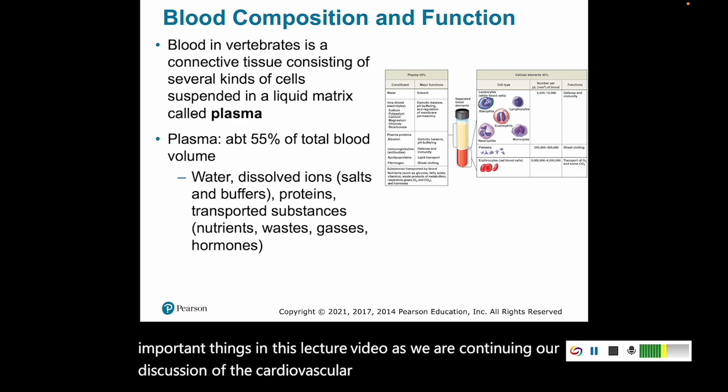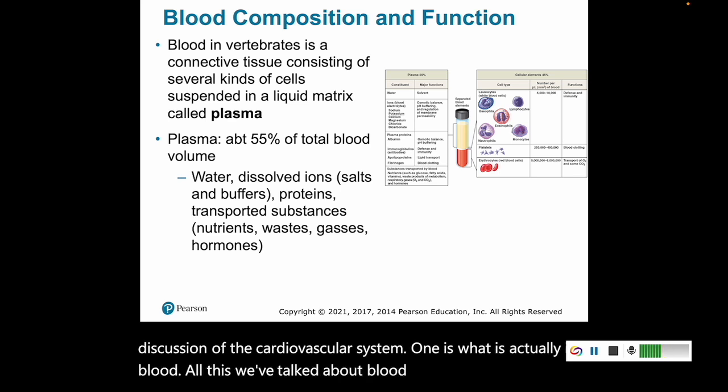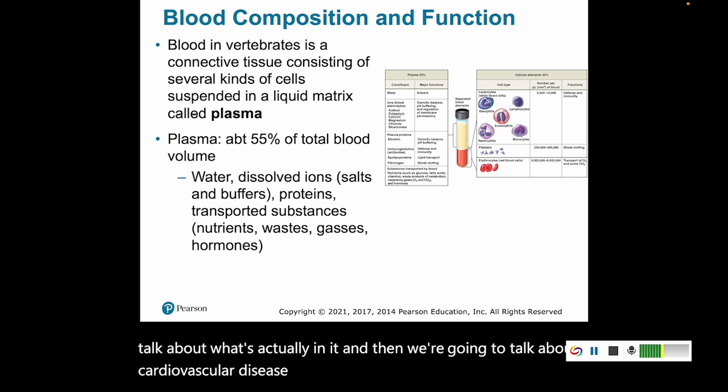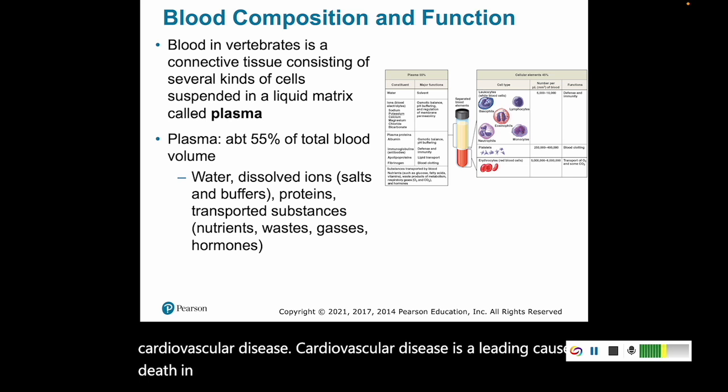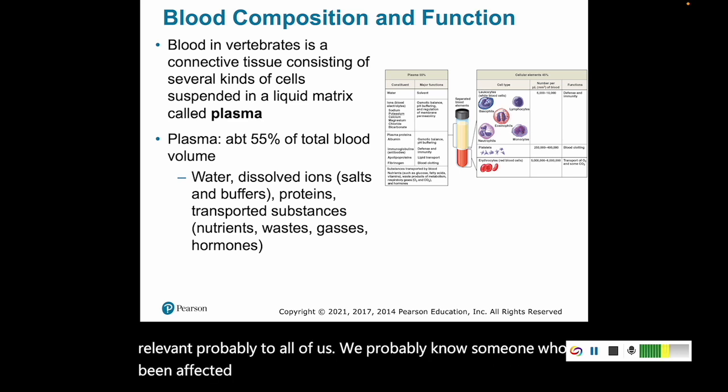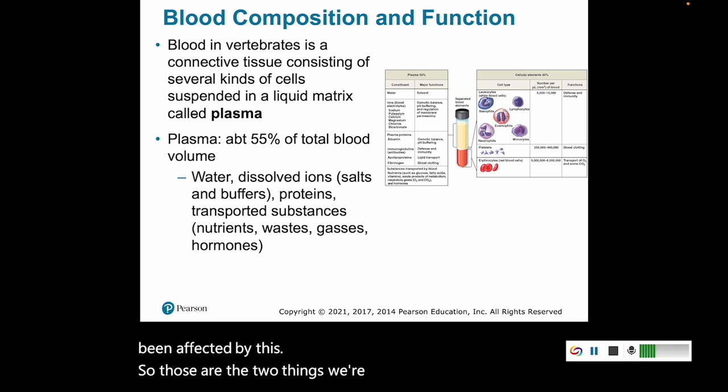We are talking about two very important things in this lecture video as we continue our discussion of the cardiovascular system. One is what is actually in blood. All this that we've talked about, blood transport, we're going to talk about what's actually in it. And then we're going to talk about cardiovascular disease. Cardiovascular disease is a leading cause of death in Tennessee, here where we live. So it's very medically relevant probably to all of us. We probably know someone who's been affected by this. So those are the two things we're discussing in this video.